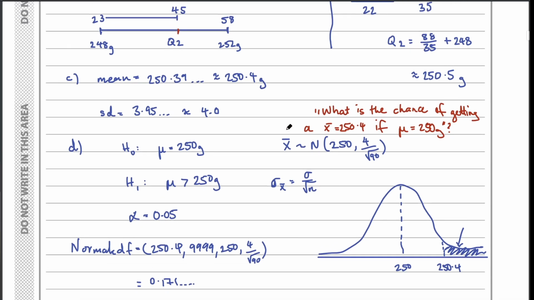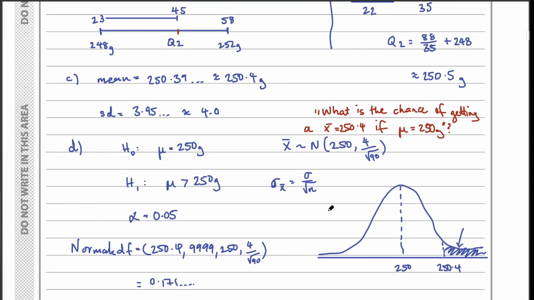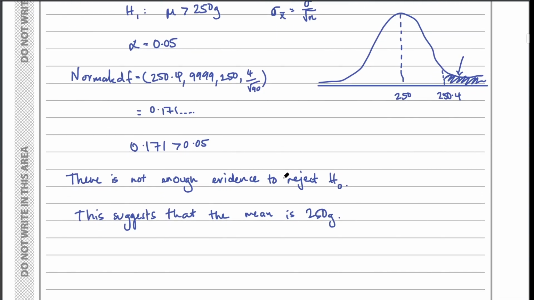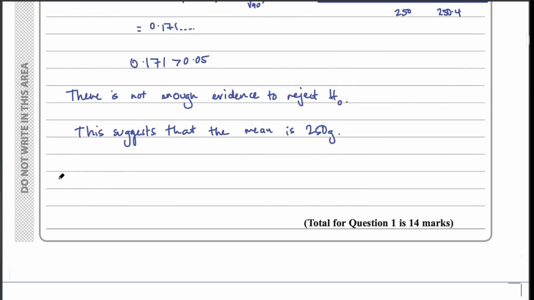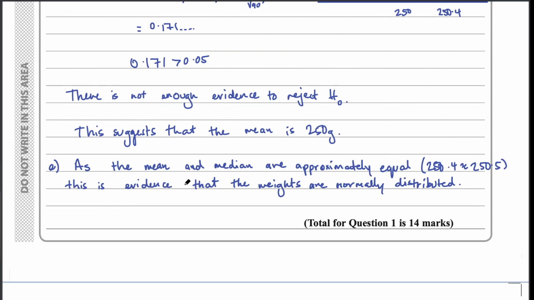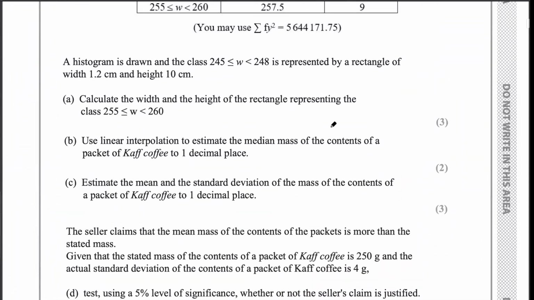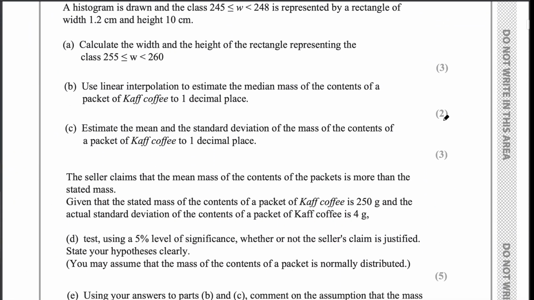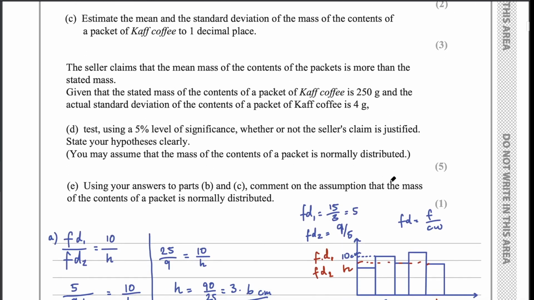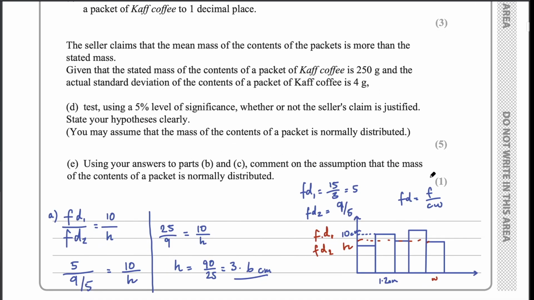So we have that, so we can say, yes, this is appropriate to assume that it's normally distributed. So let's go ahead and state that. So as the mean and median are approximately equal, this is evidence that the weights are normally distributed. You could say approximately equal or close. That would be fine. So that was question 1 for 14 marks. Looking back again, part A was 3 marks, part B was 2 marks, part C was 3 marks, part D was 5 marks, and part E was 1 mark.